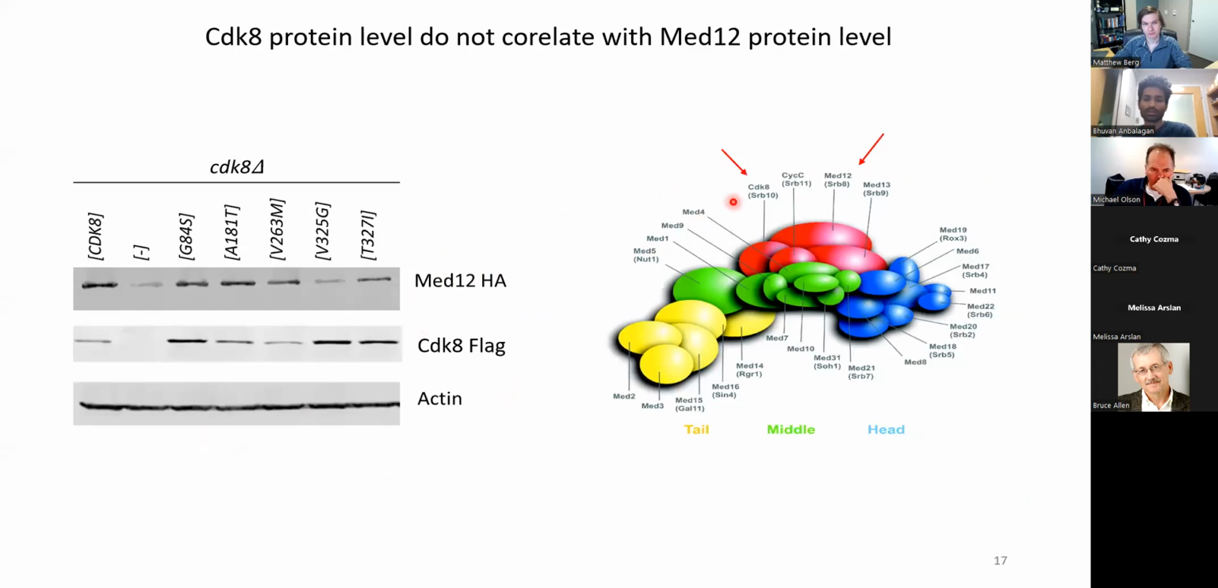In order to check if the varying levels of CDK8 affect other subunits of the CDK8 kinase module, I checked the levels of MED12, which is also a subunit of the CDK8 kinase module, and I did not find any correlation between the varying CDK8 protein levels and MED12 protein levels.